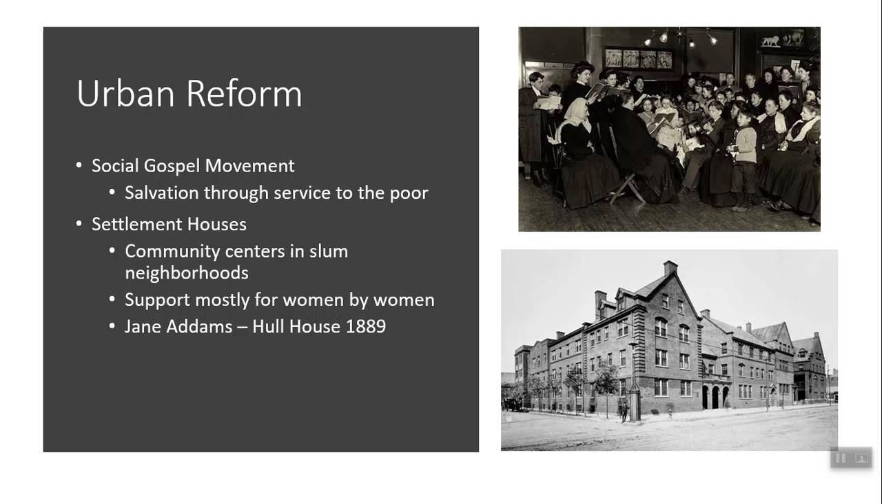We also have community centers in slum neighborhoods called settlement houses. The support was mostly for women, by women. They would have education classes like adult education, helping them speak English, childcare opportunities so that they could go work, things like that. And Jane Addams will open the first settlement house called the Hull House, which was built in 1889 in Chicago. And that is a picture of the Hull House at the bottom there.